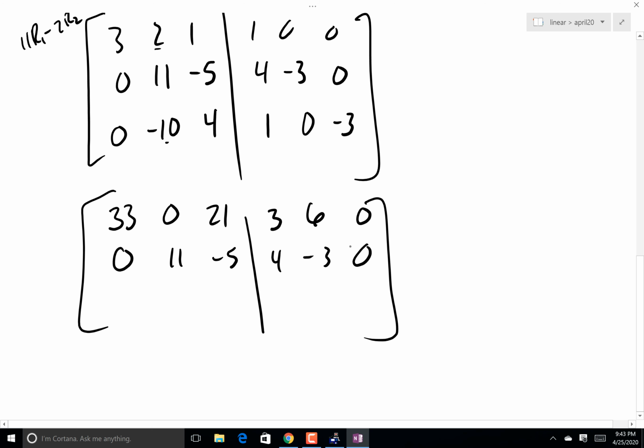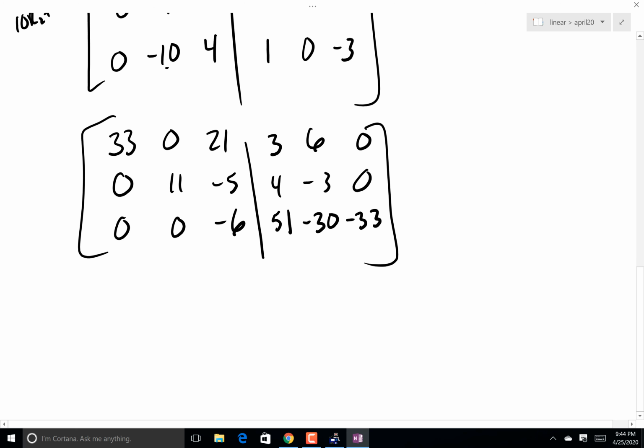And then the bottom one, I'm going to do, I don't know what I'm going to do, 10r2 plus 11r3s. So 0, 0, it's going to be negative 50 plus 44 is negative 6. It's going to be 40 plus 11 is 51. It's going to be negative 30. It's going to be negative 33. Okay? It's up to you. If you want to divide 3 by 6 right now, go for it. Otherwise, just keep trucking.